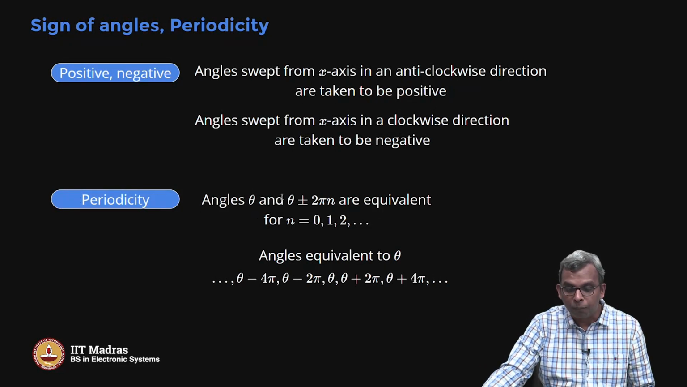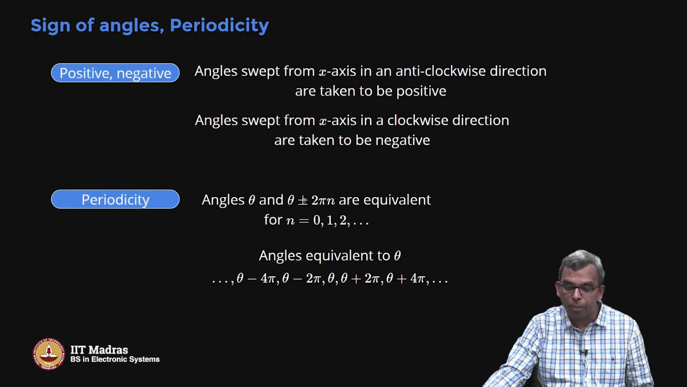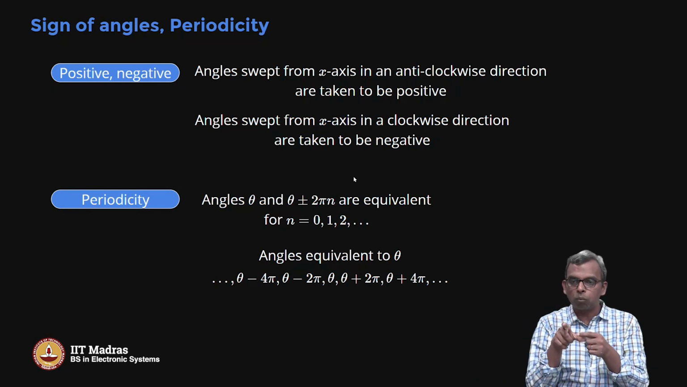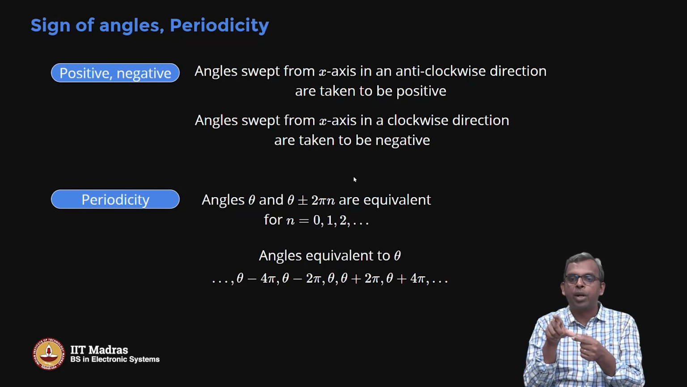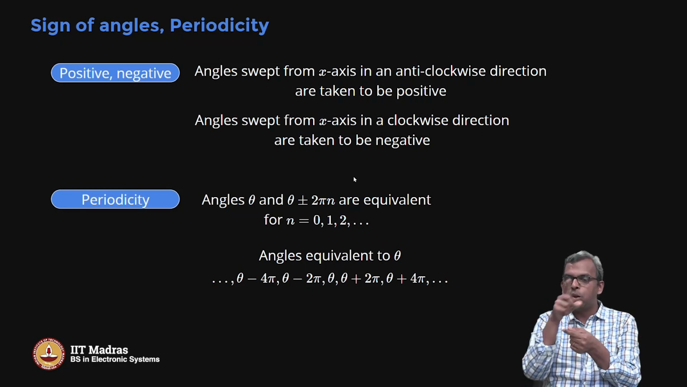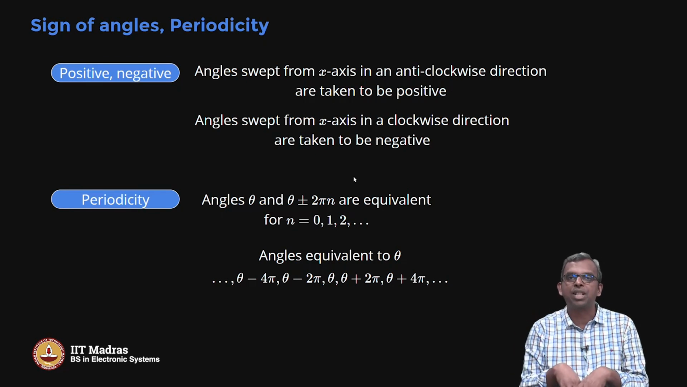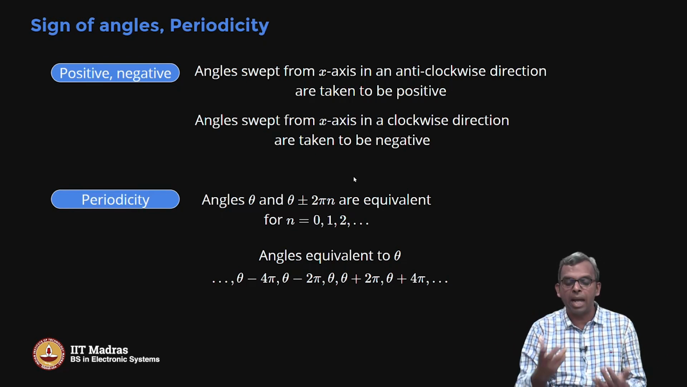Any angle theta, if you add or subtract 2 pi to it, or 4 pi or 6 pi or something, you get the same angle. Why? Because 2 pi is one full rotation. You are coming back to the same point. You have any angle theta, and then you rotate by 2 pi in this direction, you come back to the same angle, or you rotate by 2 pi in the other direction, you go back to the same angle, right? So this 2 pi addition or subtraction makes no change to the angle.